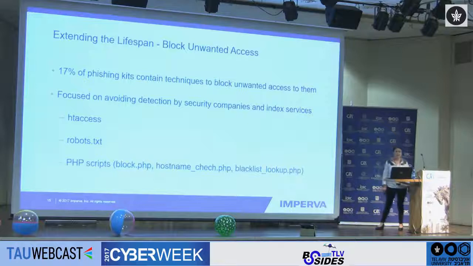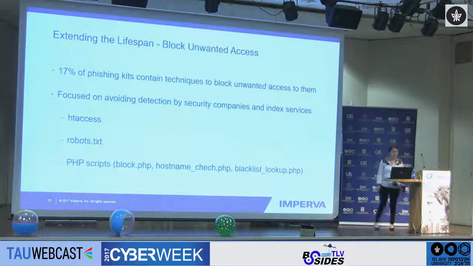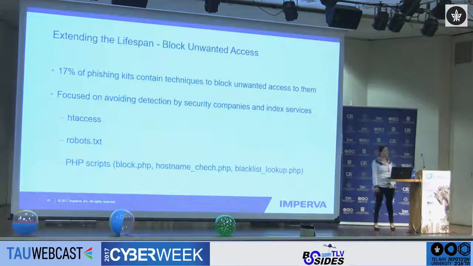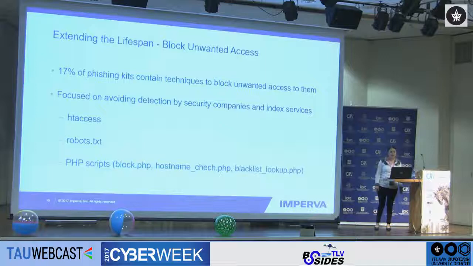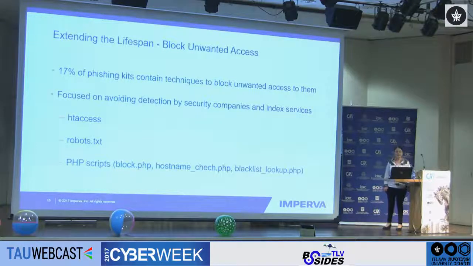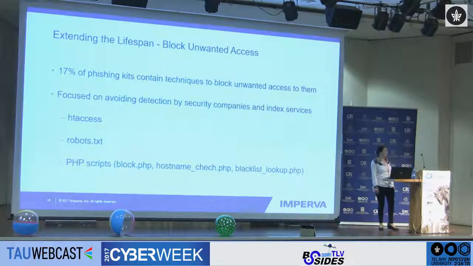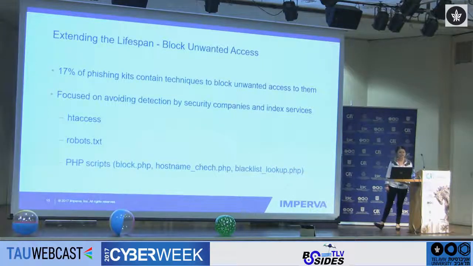70% of phishing kits contain techniques to block unwanted access to their phishing kits in order to avoid detection by security companies and search agents. Some of the techniques include an htaccess file with a list of blocked IP addresses related to search engines and security companies, robots.txt used to prevent bots from accessing specific remote directories, and PHP scripts which dynamically check if the remote host is allowed to access the phishing pages.